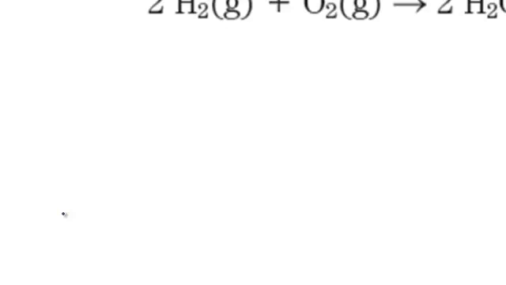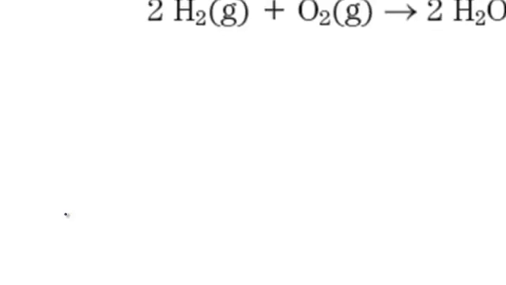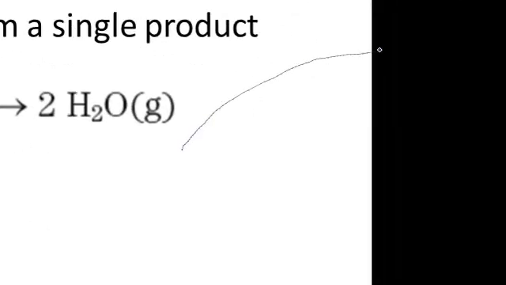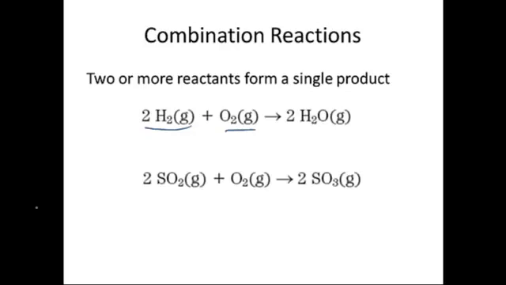Combination reactions are what they sound like. It's when two things combine to form one thing, or two or more things combine to form one thing. And so most reactions between two different elements to form a compound are combination reactions. So the reaction between hydrogen and oxygen to form water is a combination reaction. Another reaction is that between a compound and an element to form what will need to be a larger compound.